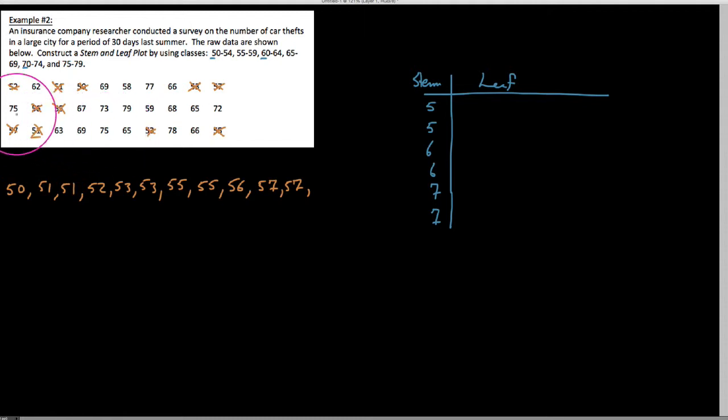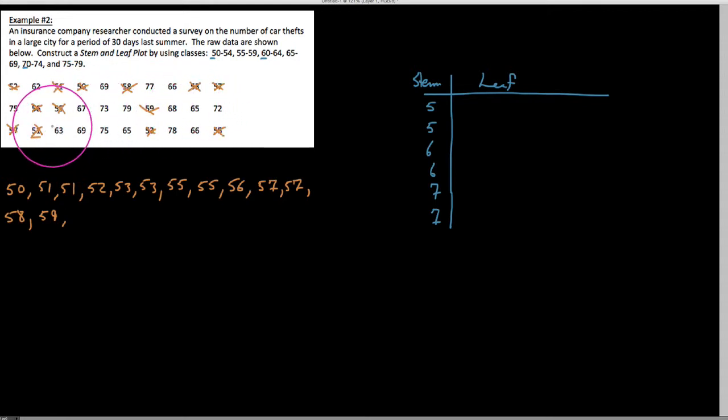Looking in the 50s here, I'm not seeing many other data values. After 57, here's a 58. I'm going to put that down here, 58. I don't see any other 58s, so I'm going to go on to 59. Do I see any other data values that lie in the 50s? No other 50s, so we're going to hop up to the 60s now.